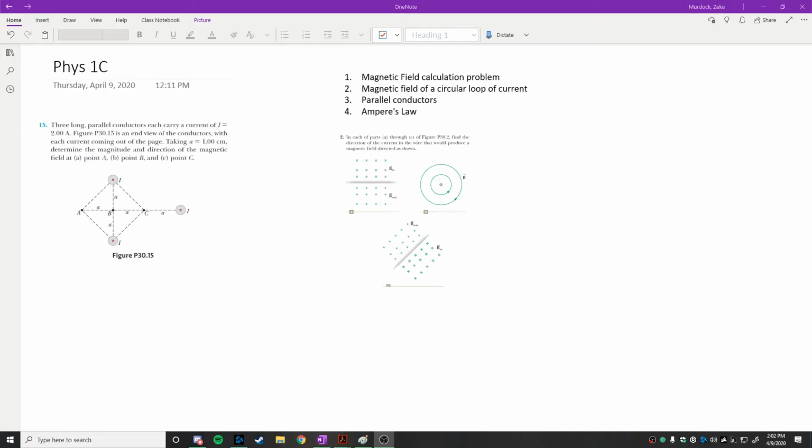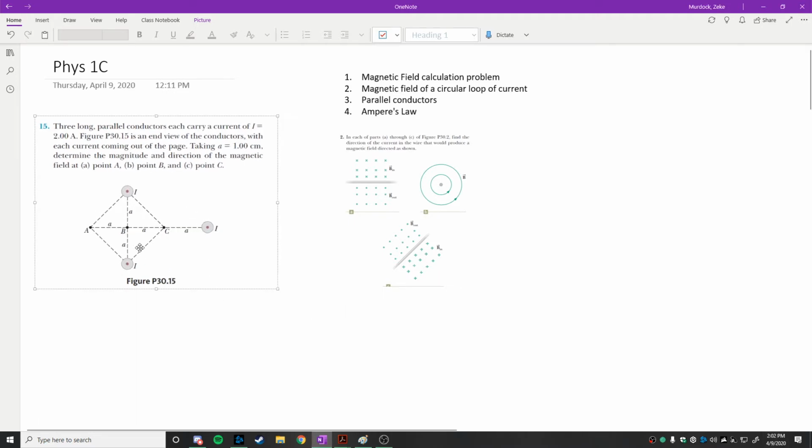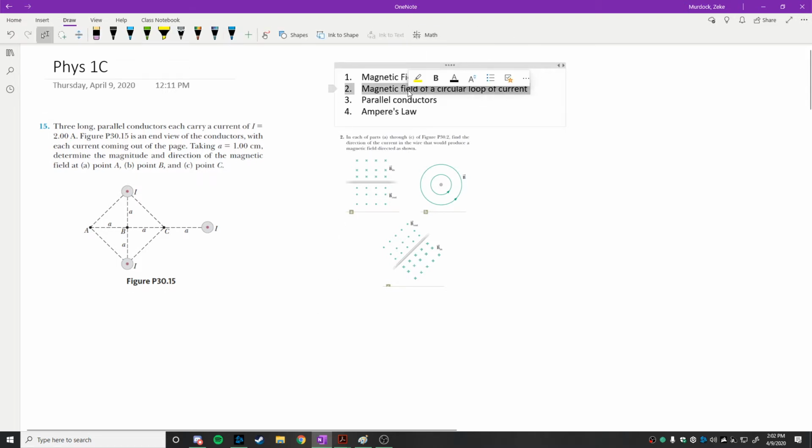All right, so this is Physics 1C for, what's today, April the 9th. Today we're going to be doing this problem that's right here. If you want to go ahead and start working on it while I'm talking, you can. We're going to talk about that, and then we're going to discuss the magnetic field of a circular loop, parallel conductors, and if we have time, we're also going to talk about Ampere's law.